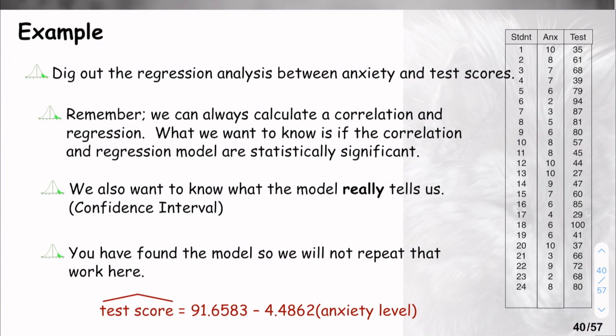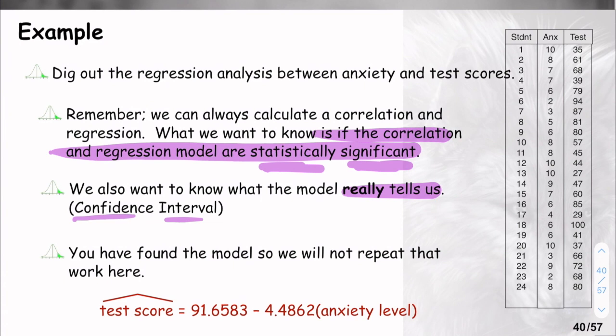So remember, we can always calculate a correlation and regression. What we want to know is if the correlation and regression model are statistically significant. And that's not just telling us about our sample, but can we make a general description about our population? We also want to know what the model really tells us, and that's where we come back to our confidence intervals.